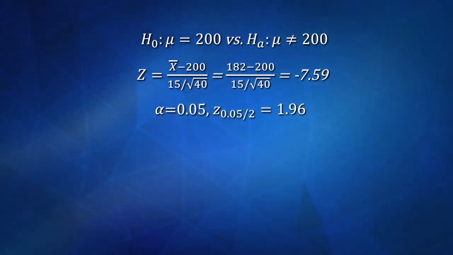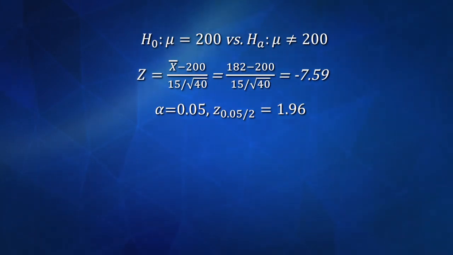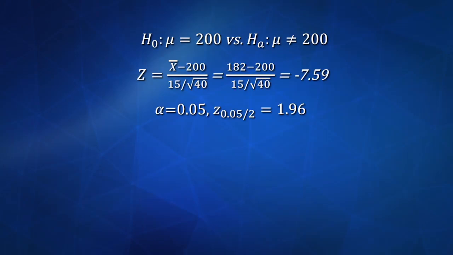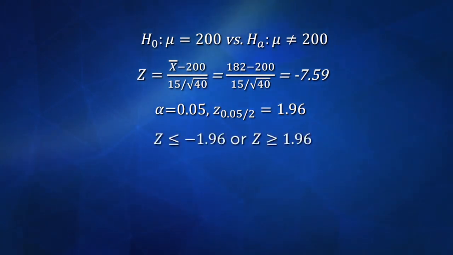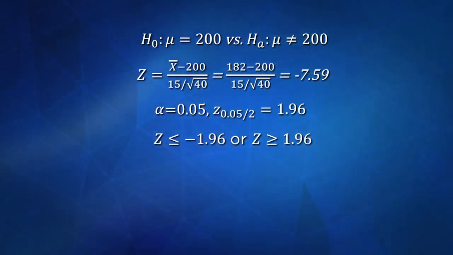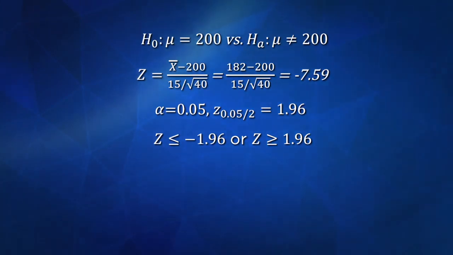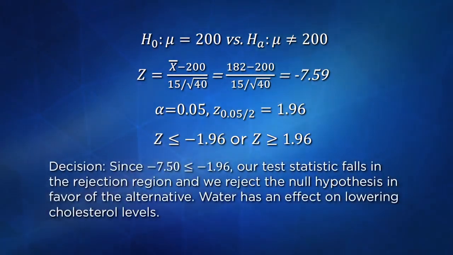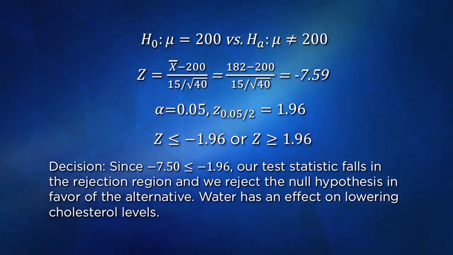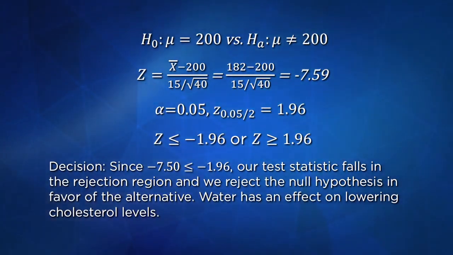Our significance level at an alpha of 0.05 means that we're now rejecting if we're above or below, right, in our distribution. So our z critical value is at a 0.05 divided by 2. So z alpha over 2. So that gives us a rejection region at 1.96 that we would compare to our test statistic. Check it out. Our test statistic, if it's greater than 1.96 or less than negative 1.96, we would reject. And negative 7.59 is definitely out in the rejection region. So we reject the null hypothesis in favor of the alternative. So water indeed has an effect on lowering cholesterol.